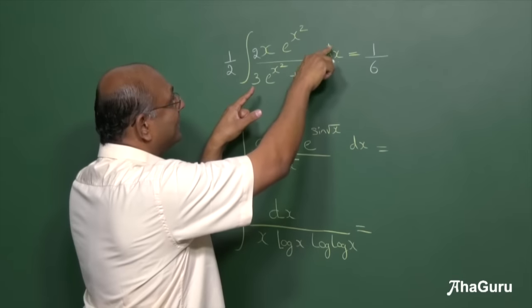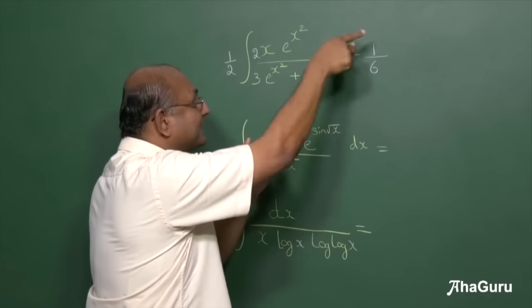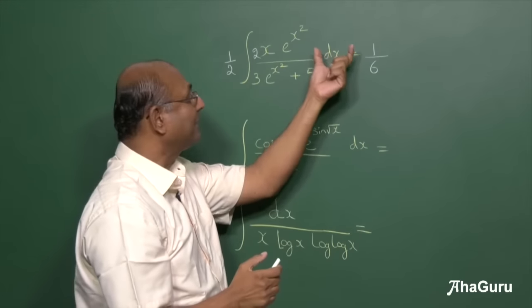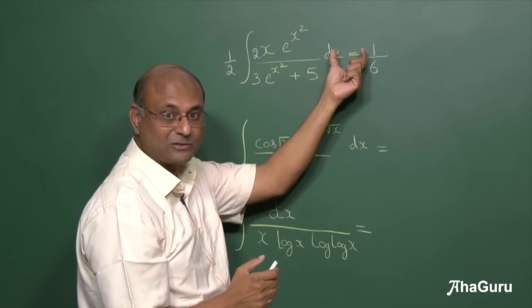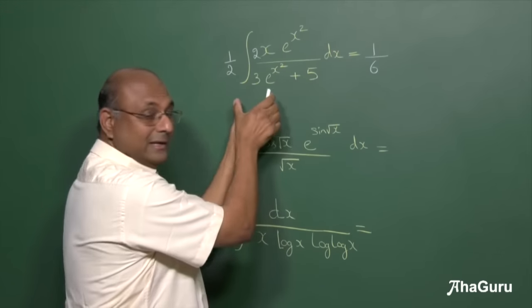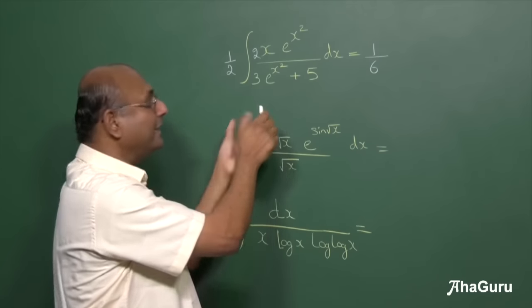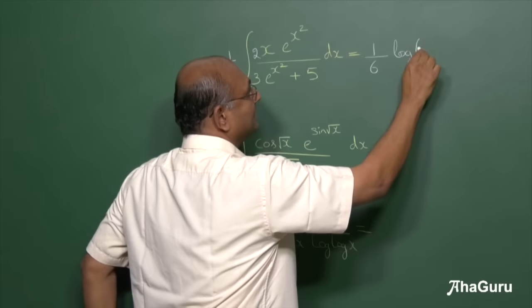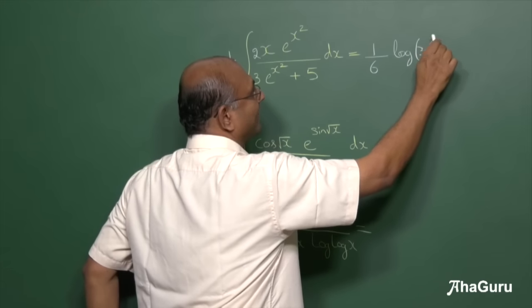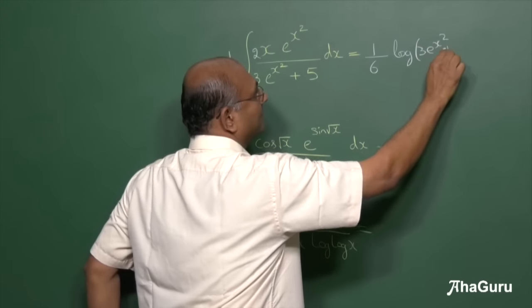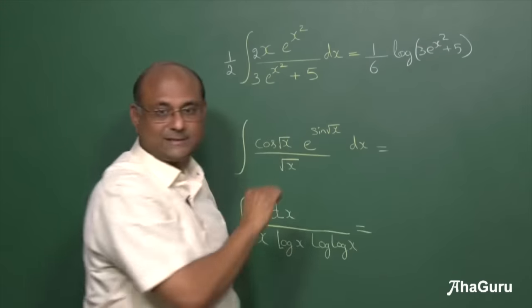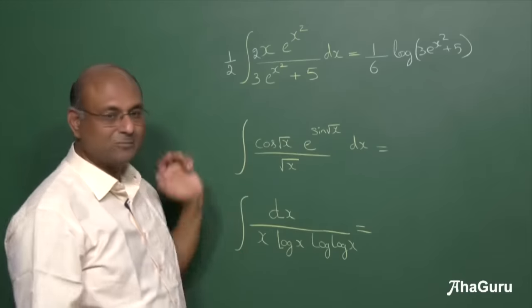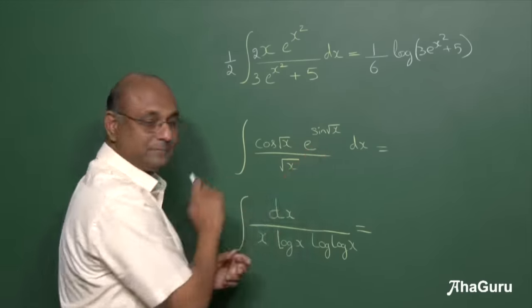Okay. Now I've got 3 e power x square plus 5. So that is d of, just imagine, this whole thing has gone in and it's become d of (3 e power x square plus 5) by (3 e power x square plus 5). So it is ln of or log of (3 e power x square plus 5) by 6. So that is the answer to this question, of course, plus a constant c. So I hope that is clear. Now let us take this one.